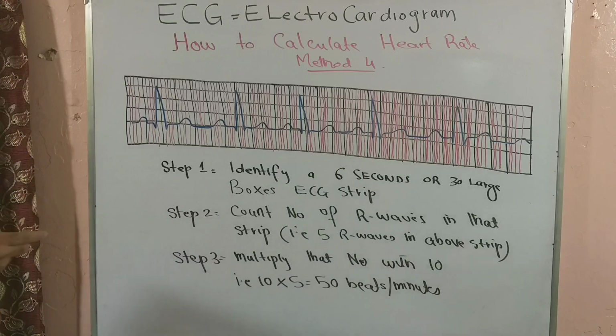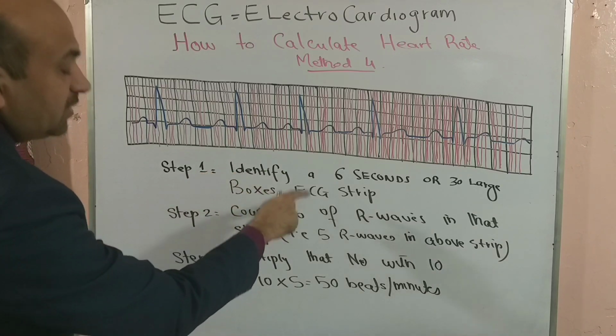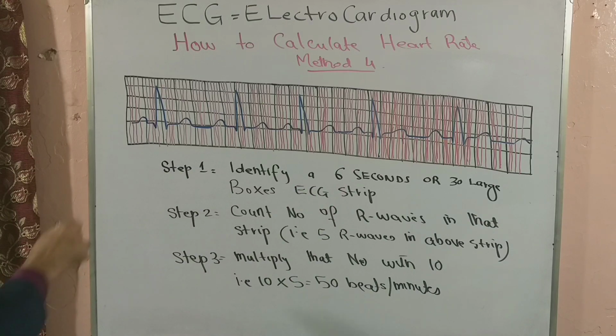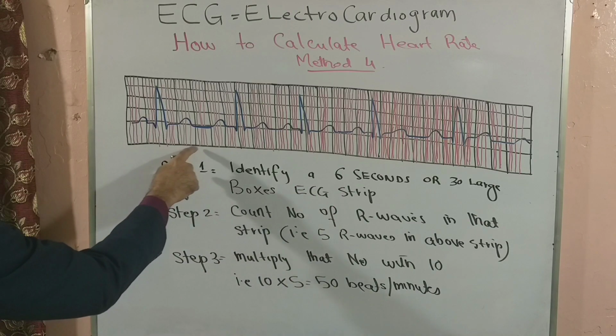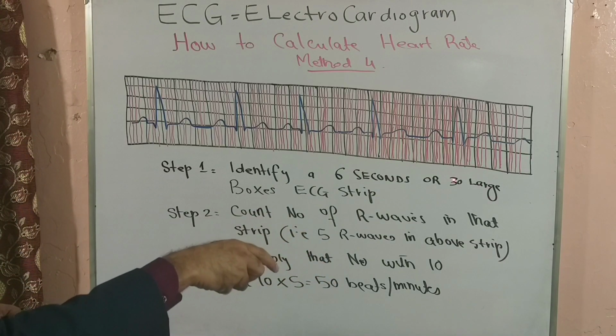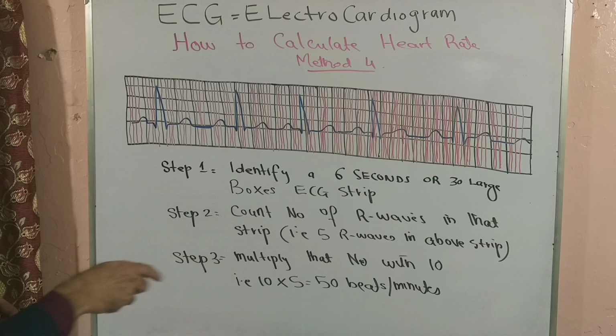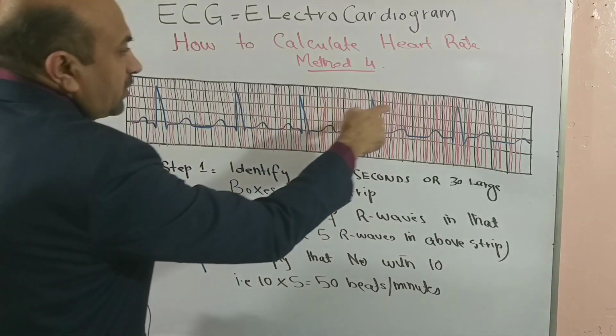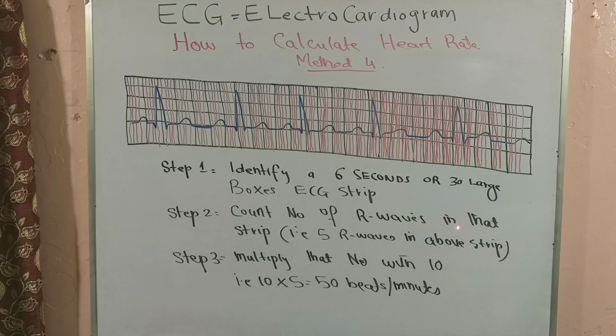So step 1 for the use of method number 4 is to identify a 6 second strip, or a 30 large boxes ECG strip. Now this is 1, 2, 3, 4 and this keeps going as we end our counting. These are the 30 large boxes, or 6 second strip. Then in step 2 you count the number of R waves. This is 1 R wave, this is 2, 3, 4 and 5. You count the number of R waves in that 6 second strip.